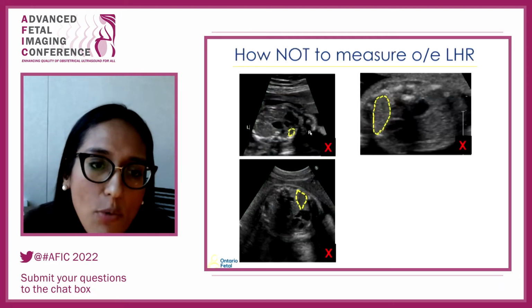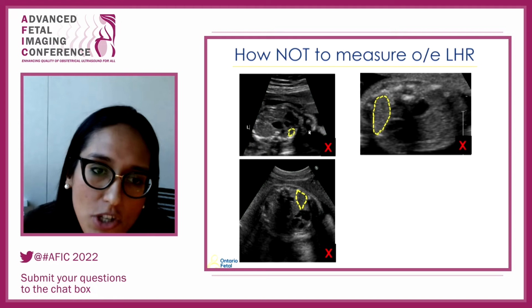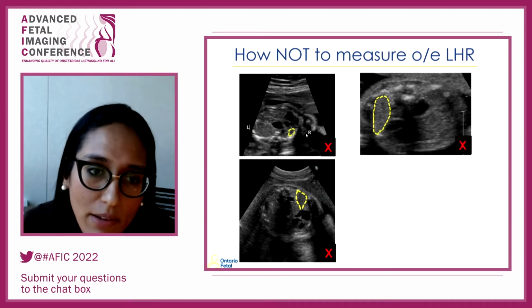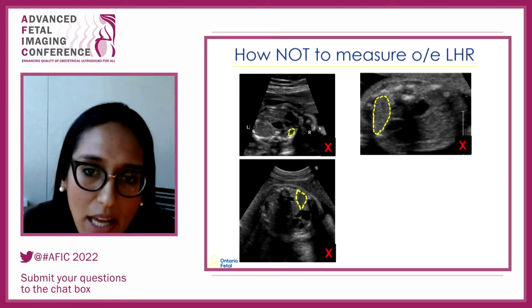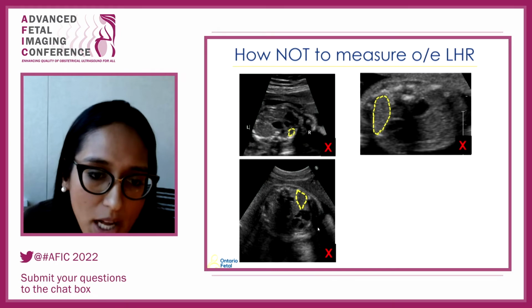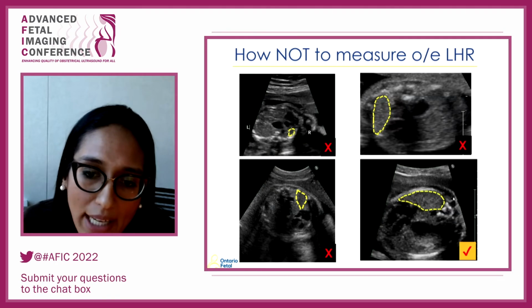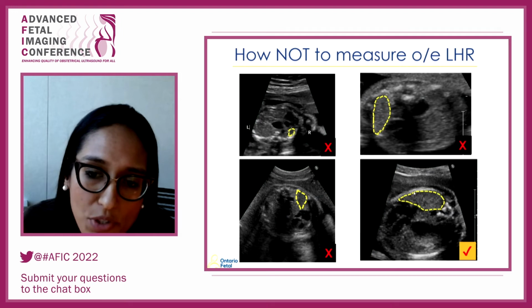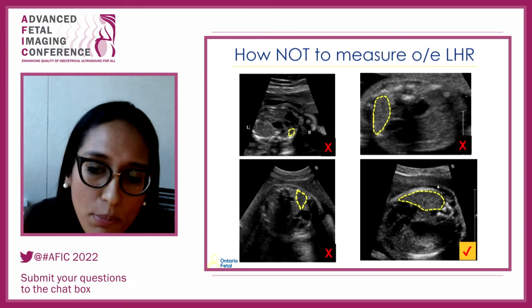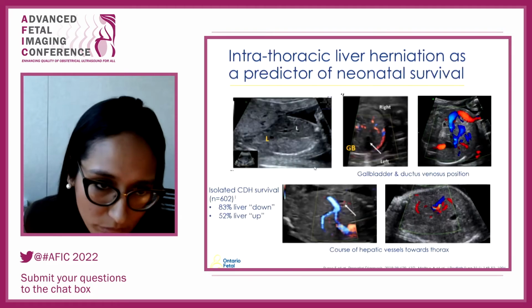This is how we do not want you to measure the O to E LHR. So these views are all incorrect because they're not axial views. The lungs are far from the transducer. We see multiple ribs, so really suboptimal imaging. Really what you want, again, is a true axial view of the plane where you see the lung close to the transducer, you see a 4-chamber view of the heart, and you want to trace out the lungs as best you can with an appropriately magnified image.